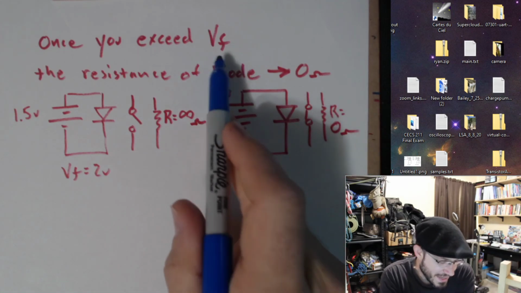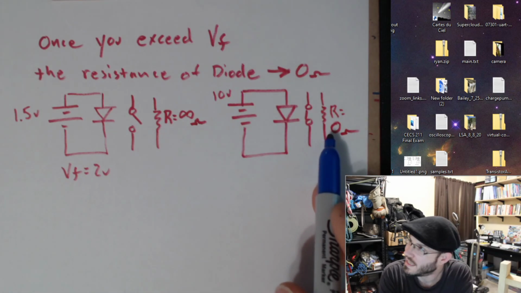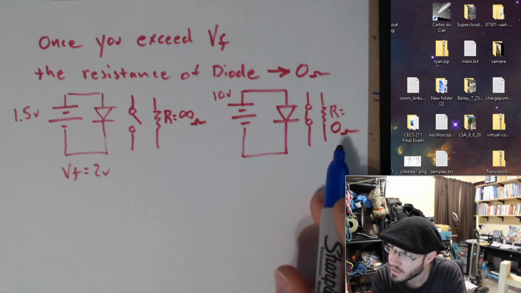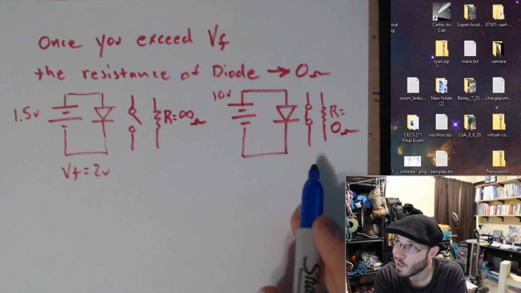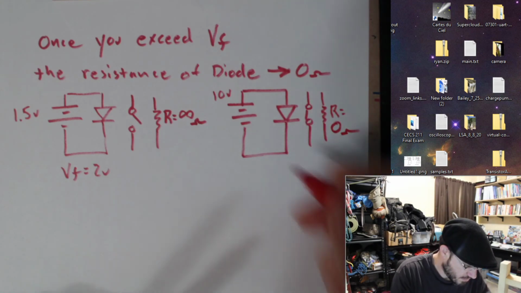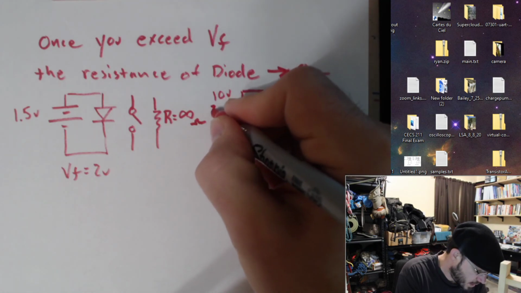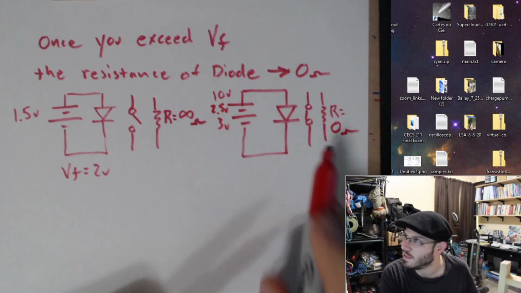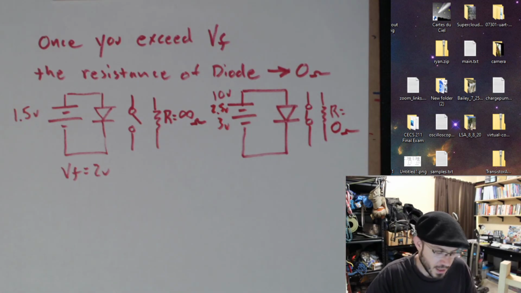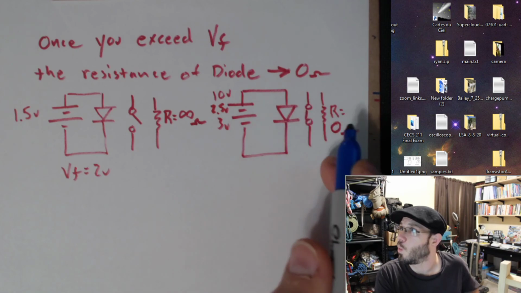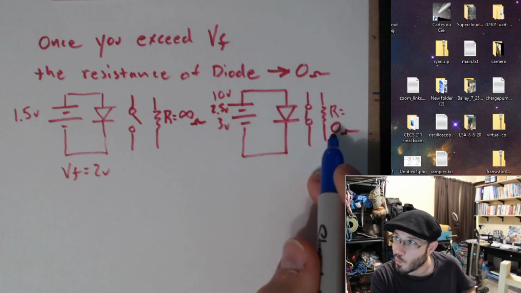Okay, so once we exceed the forward voltage, we expect that the resistance of this diode begins to drop and heads towards 0. And it actually happens to do that very quickly when you exceed the forward voltage. So in this case, 2.5 volts, 3 volts, we can expect that the resistance really is headed towards 0. Now, what happens to the current through this circuit, the current through this diode, when the diode is behaving like a 0 ohm resistor?